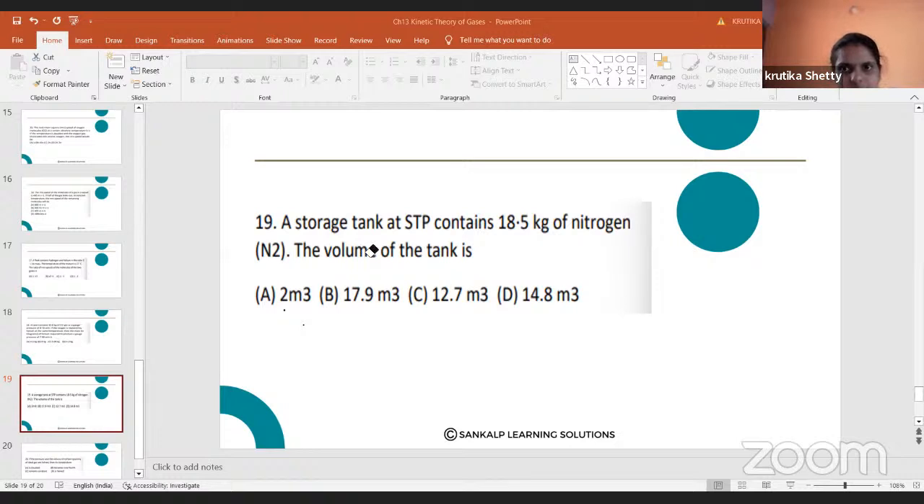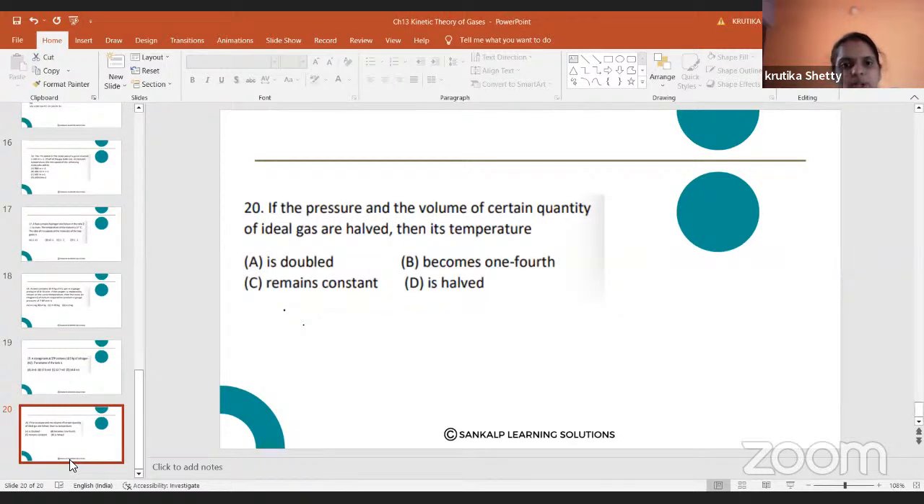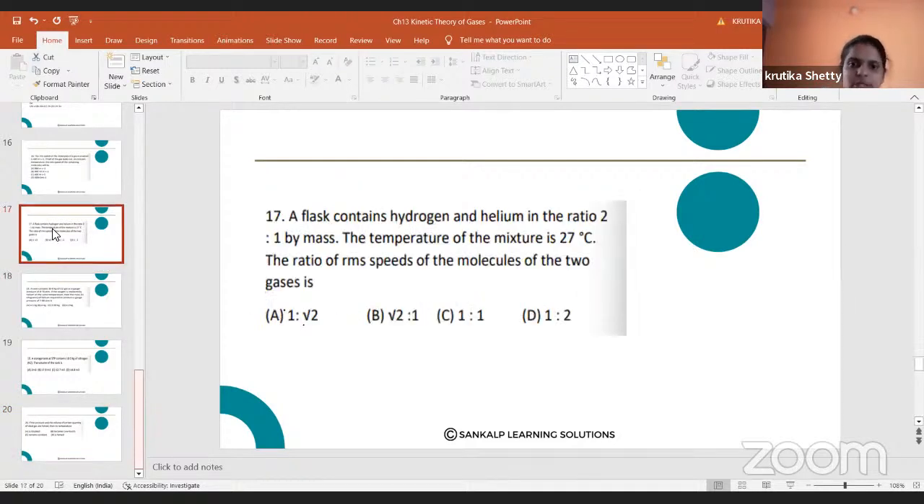So now the last question for today's class. If the pressure and the volume of a certain quantity of an ideal gas is halved, its temperature... already we have discussed this one actually. So 17 actually we are getting as root 2 to 1. How the root 2 to 1 comes, we will prove it in the next class. It is actually option B. Okay. If any student is not getting this answer, we will solve this in the next class.